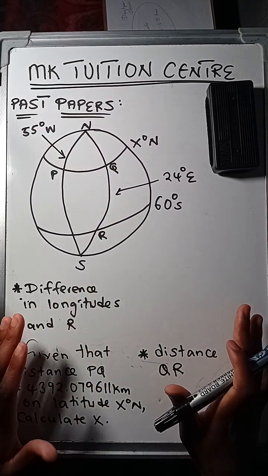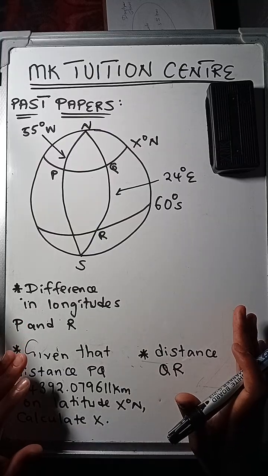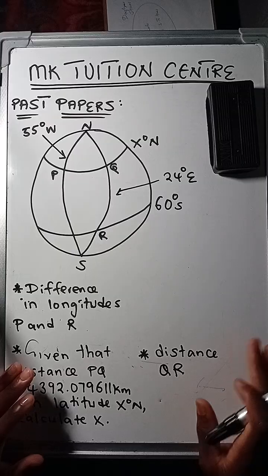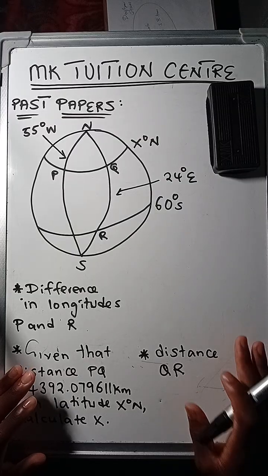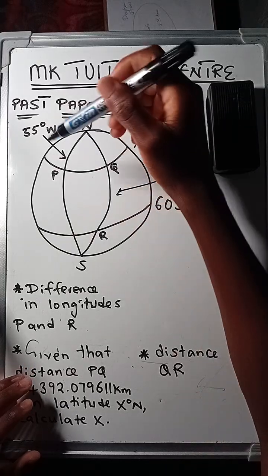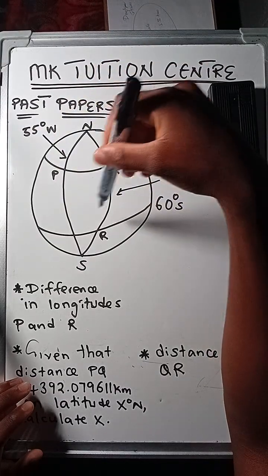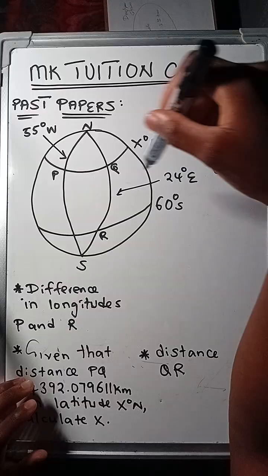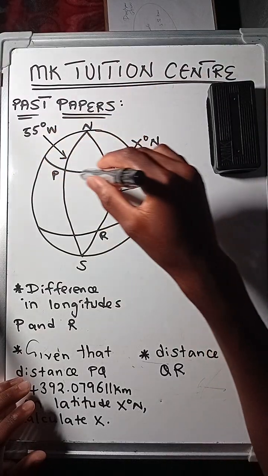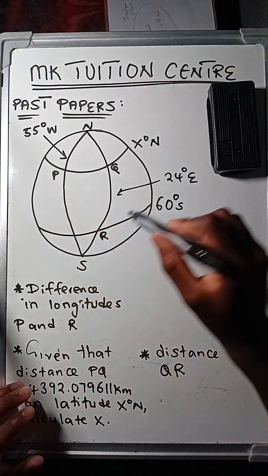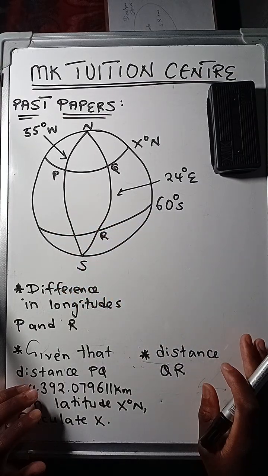Let's have a look at this question from the past years under Earth geometry. We have been given points P, Q, R on the planet's surface, and then let's look at what we have. We have 55 degrees west for this longitude. This one is on 24 degrees east, and this latitude here is at X degrees north, and this latitude here is at 60 degrees south.